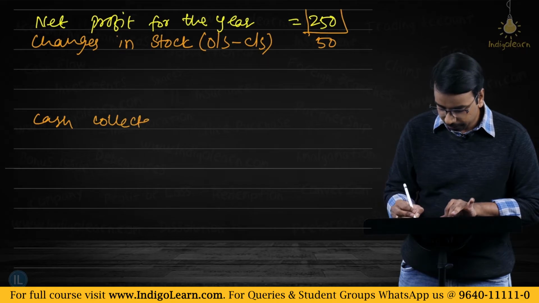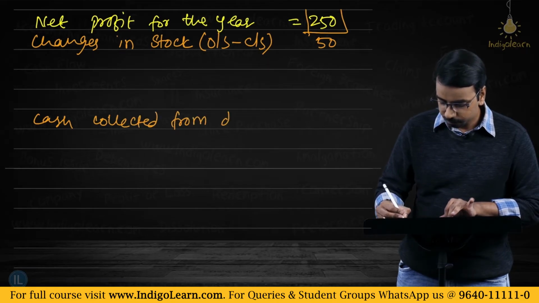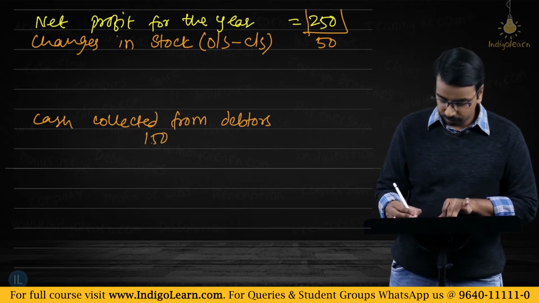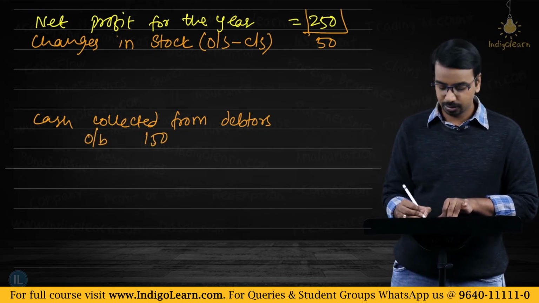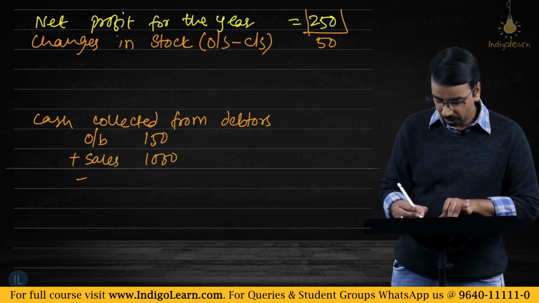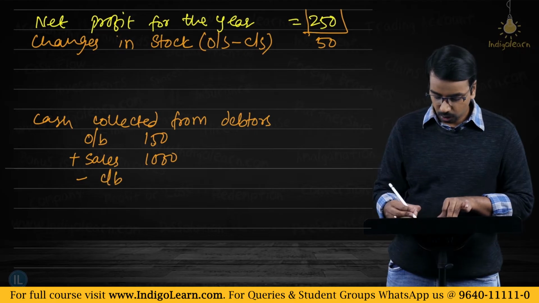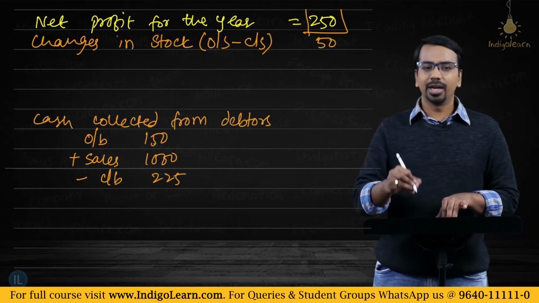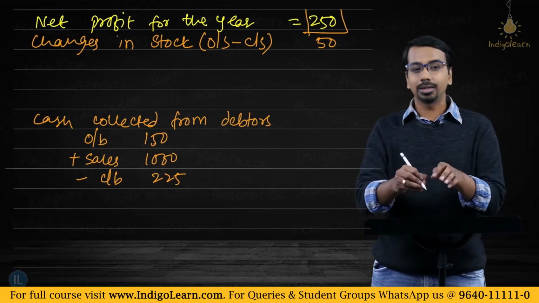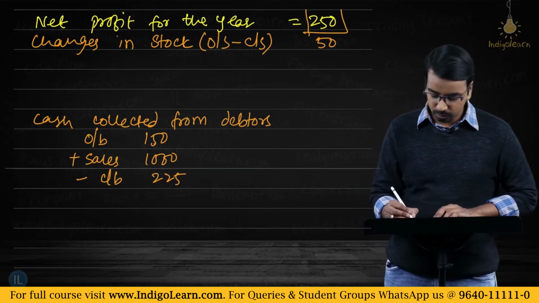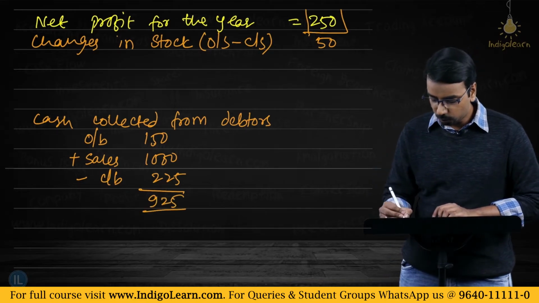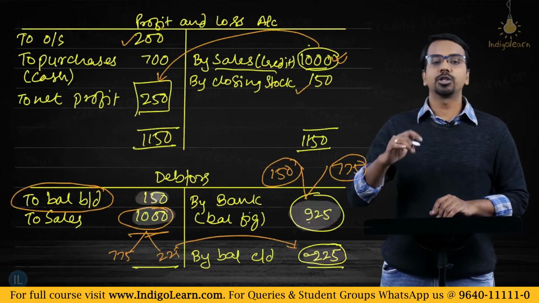cash collected from debtors is nothing but 150, which is your opening balance, plus sales of 1000 minus the closing balance of 225, and we assume that this 225 is entirely out of 1000. Either way, whether you assume or not, this number will be the same. So 150 plus 1000 minus 225, we got 925.